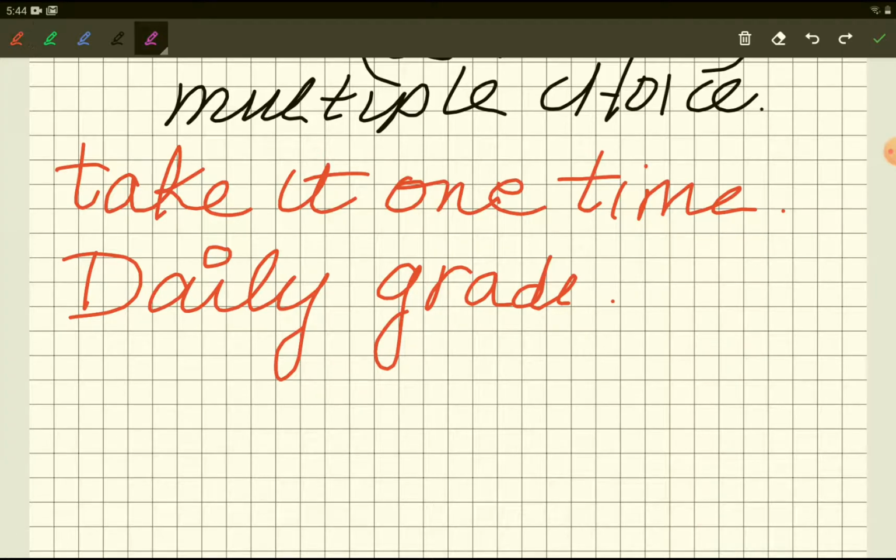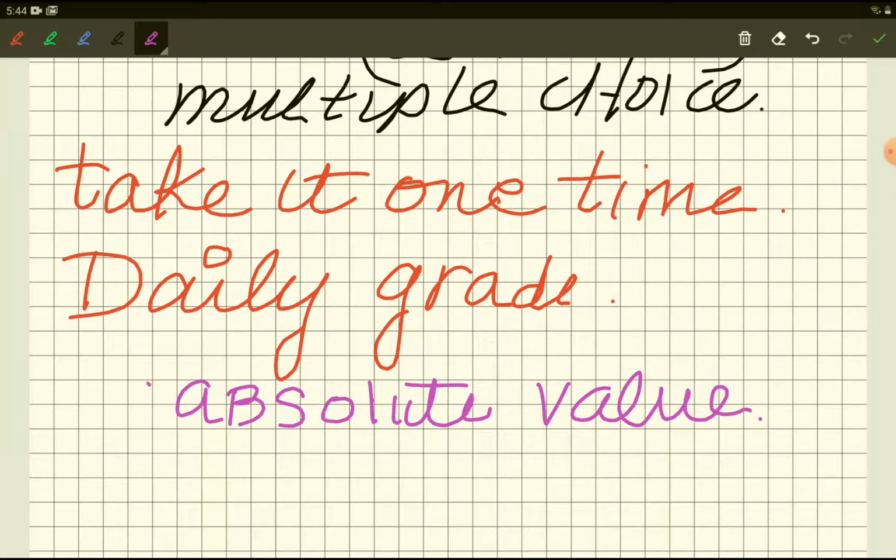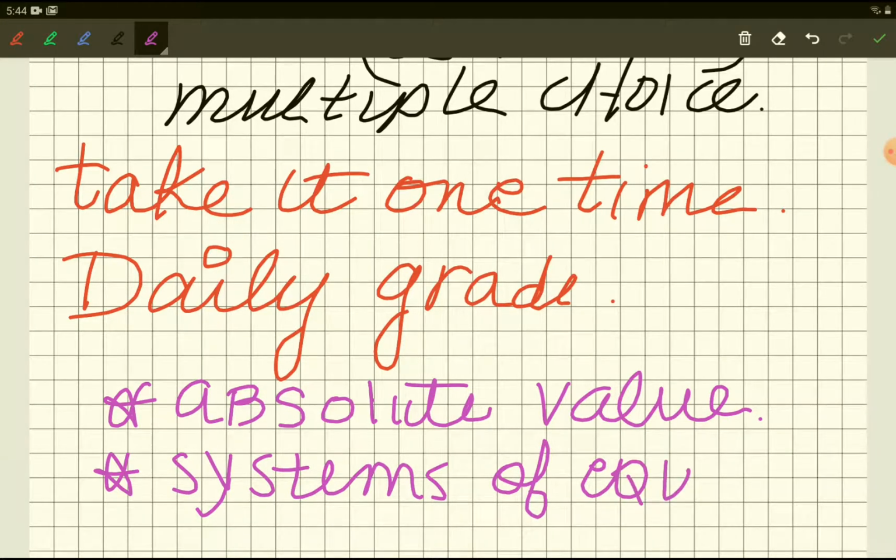Okay, so topics on this test. Today in class, in face-to-face class, we talked about absolute value. Okay, that is on this test. What we just did with systems of equations is on the test.